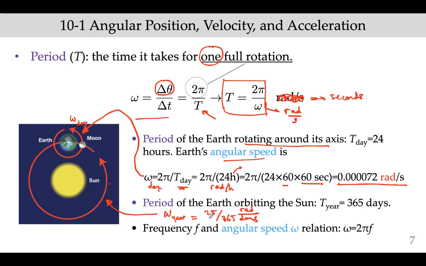And there's one more related concept, that's frequency. And the relation between the frequency f and the angular speed is this relation. So the difference is just 2 pi.